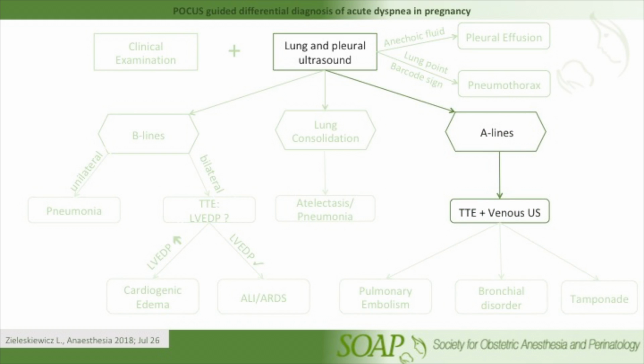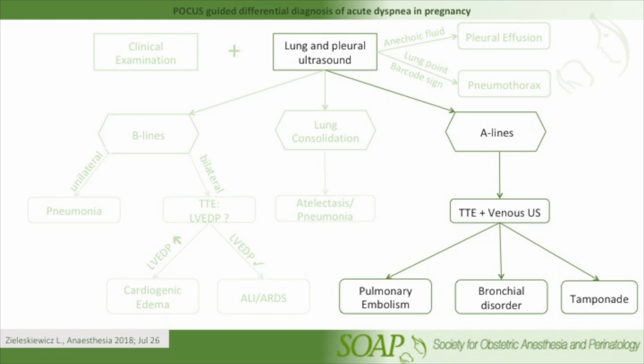On the other side of the decision tree, acute dyspnea with a normal lung ultrasound, indicated by an A-line pattern, can be seen in pulmonary embolism, tamponade, or bronchial disorder. A TTE may assist in narrowing down this differential diagnosis.